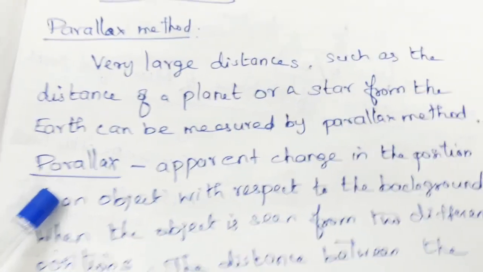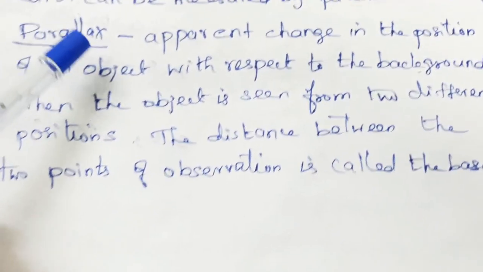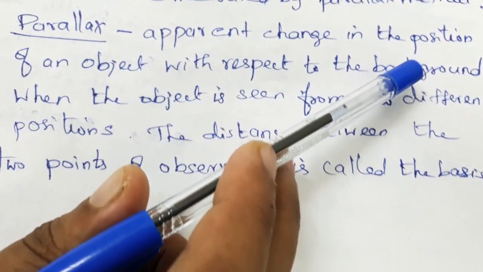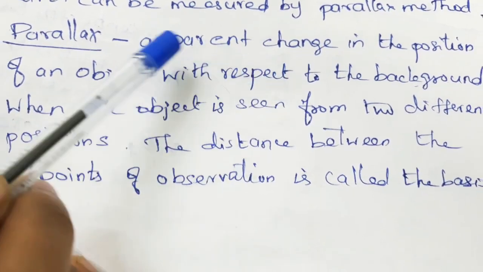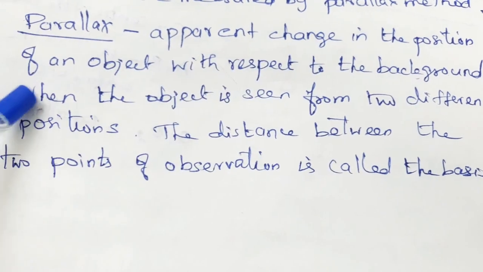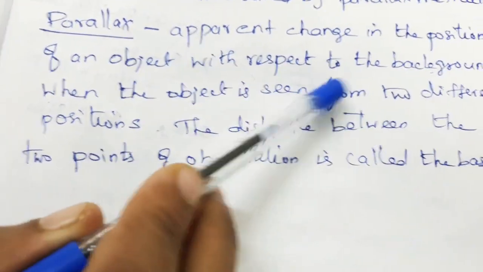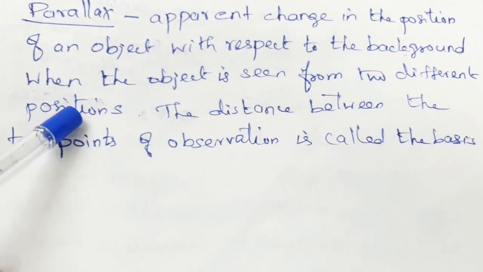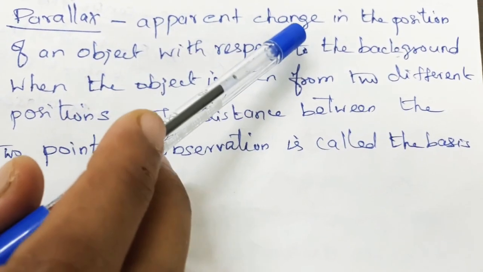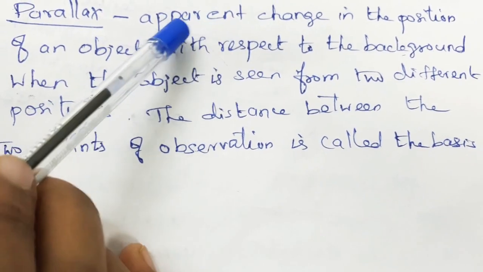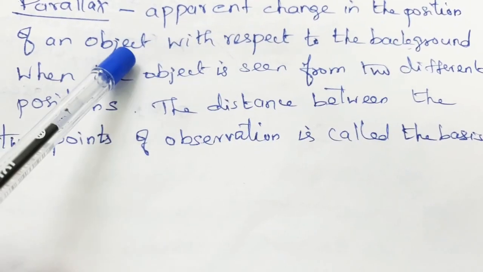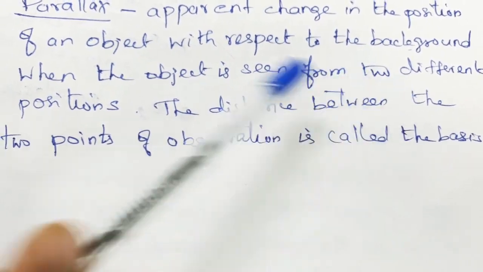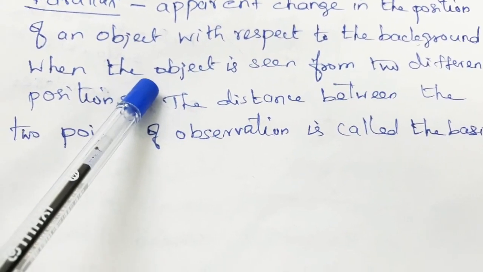What is meant by parallax? The name parallax is given to an apparent change in position, not an actual change, of an object with respect to the background when the object is seen from two different positions.